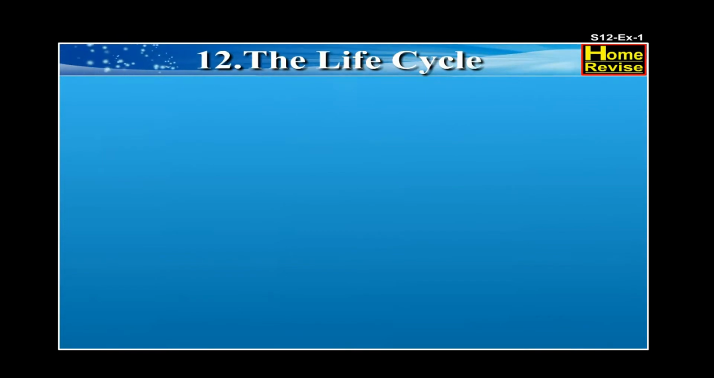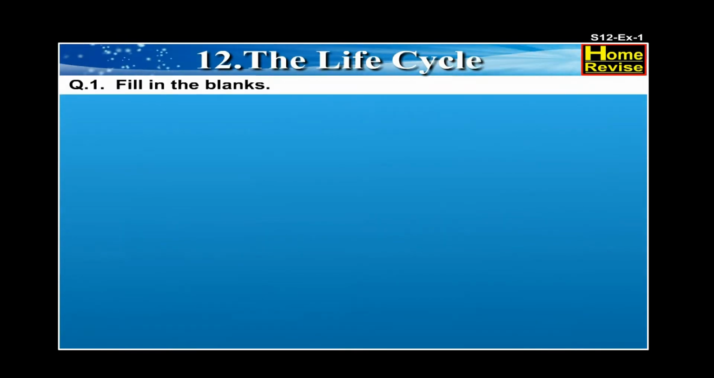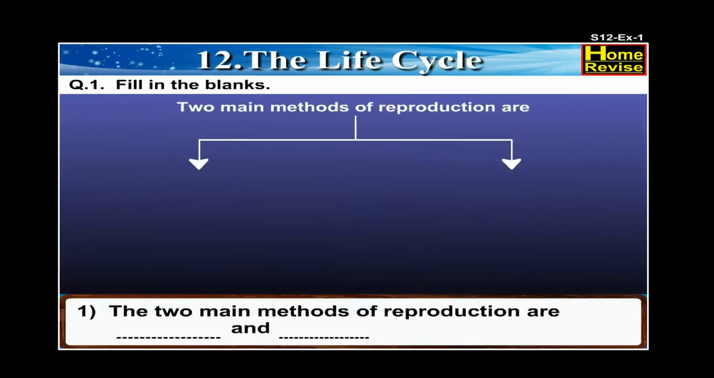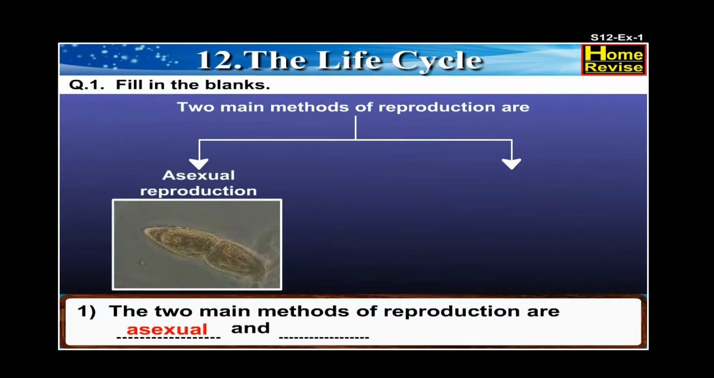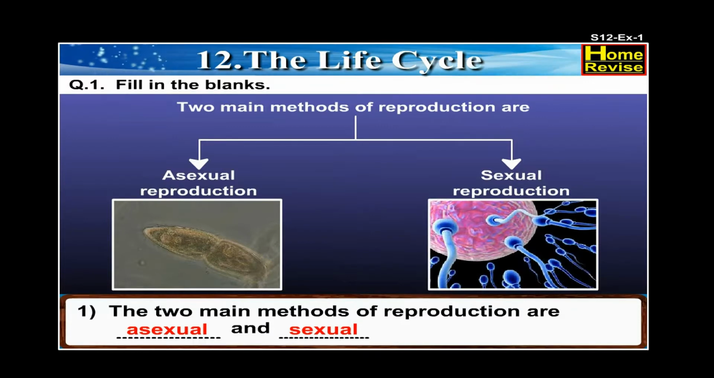Exercises. Question 1. Fill in the blanks. 1. The two main methods of reproduction are dash and dash. The answer is the two main methods of reproduction are asexual and sexual.